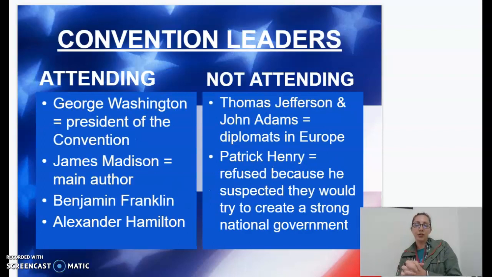So at the convention, George Washington will preside over it. James Madison will be one of the main authors. Ben Franklin, Alexander Hamilton, these guys are all there. Thomas Jefferson and John Adams are diplomatic representatives in Europe and are not there. And Patrick Henry refuses. He's like, you're going to create a strong government, I want no part of this. Which to me seems like, well, if you were there, maybe you could have prevented some of that.